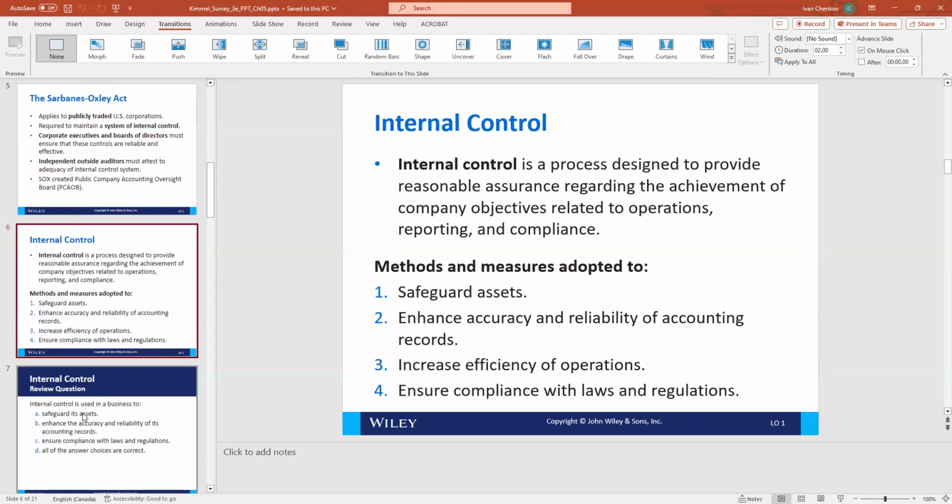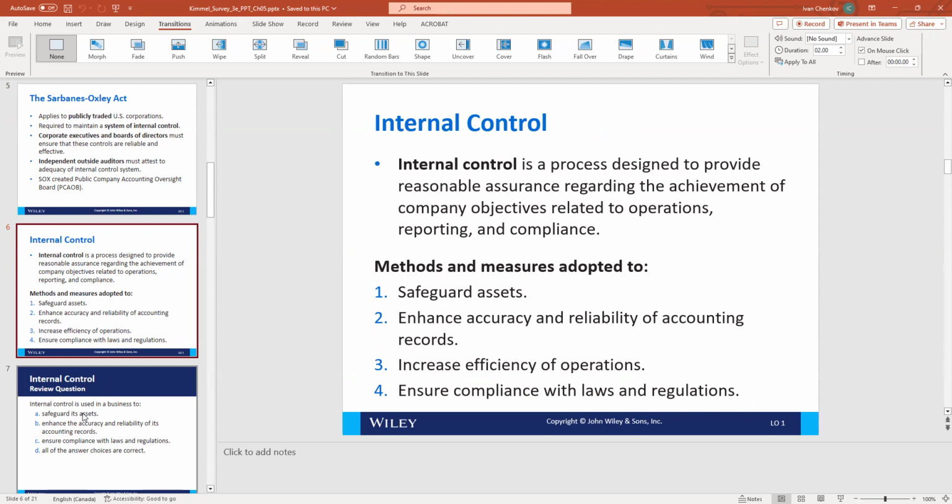So for that reason, this act came up with the idea that we have to have internal control. What is internal control? Internal control is a process which provides reasonable assurance, or reasonable evidence if you want to put it this way, in regard to achieving the company objectives related to operations, reporting, and compliance. So basically, when you open a company, you have a goal.